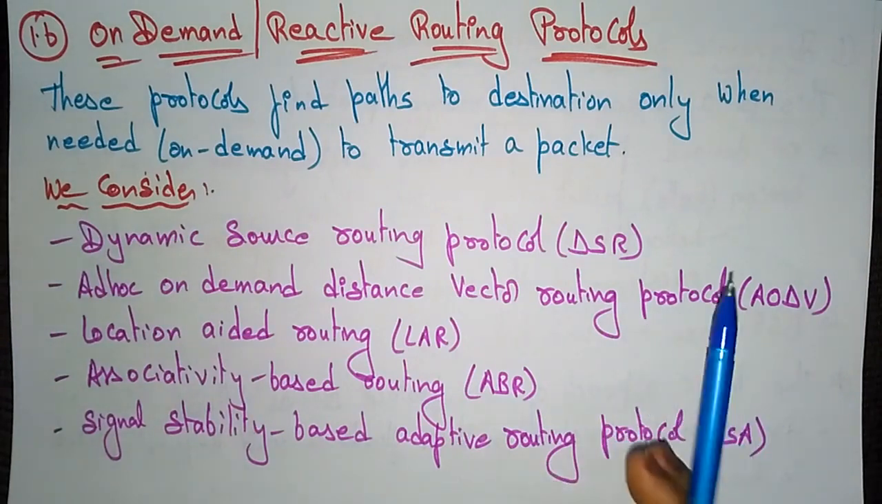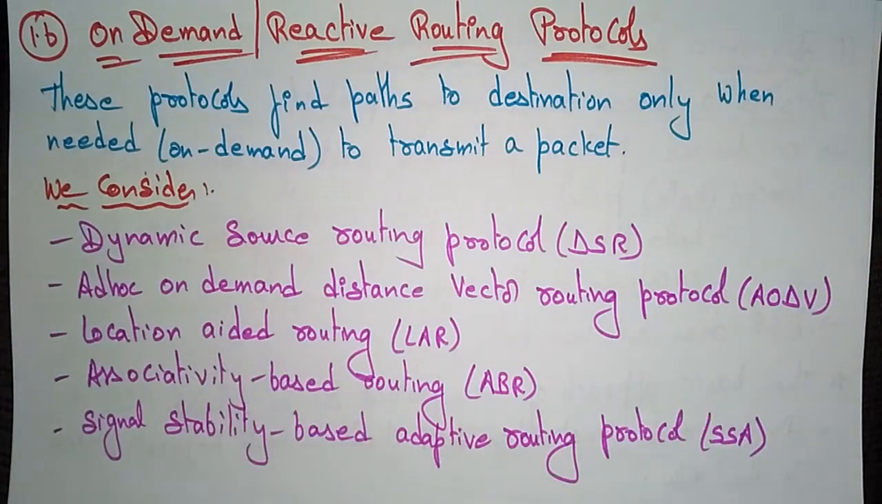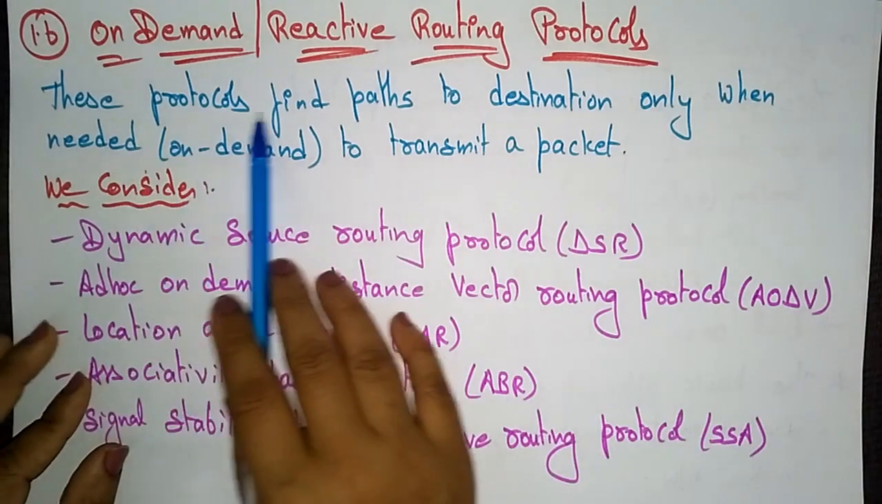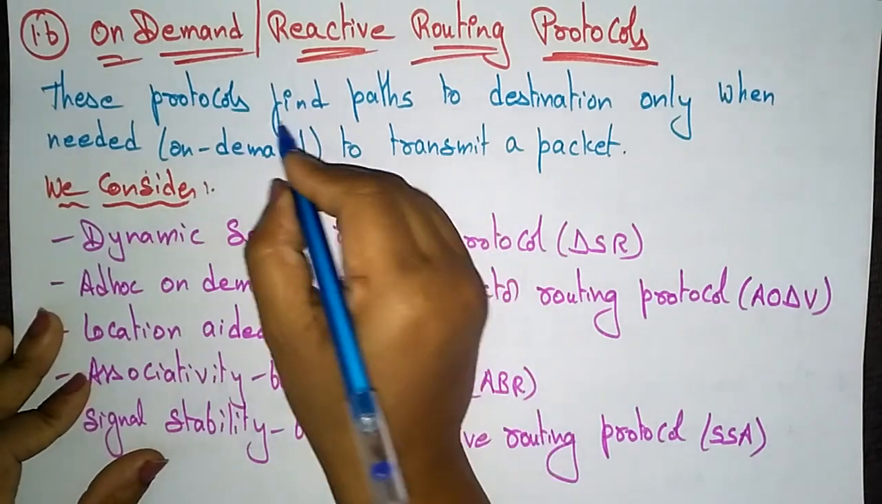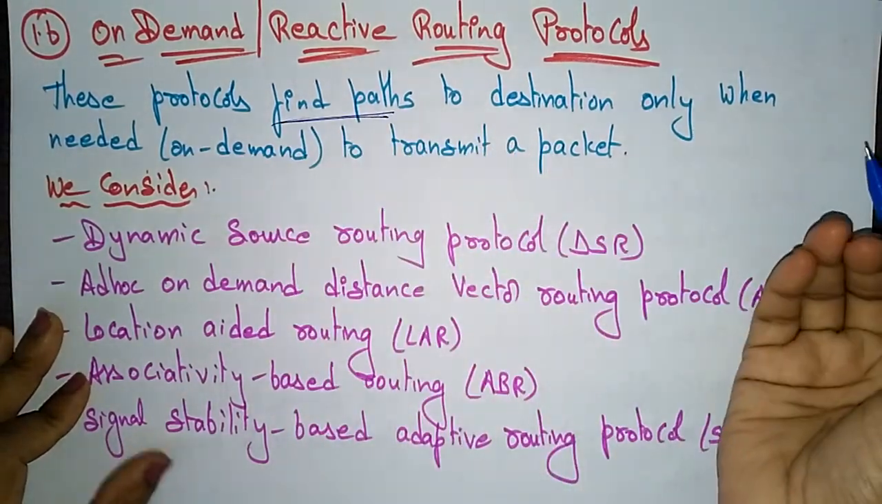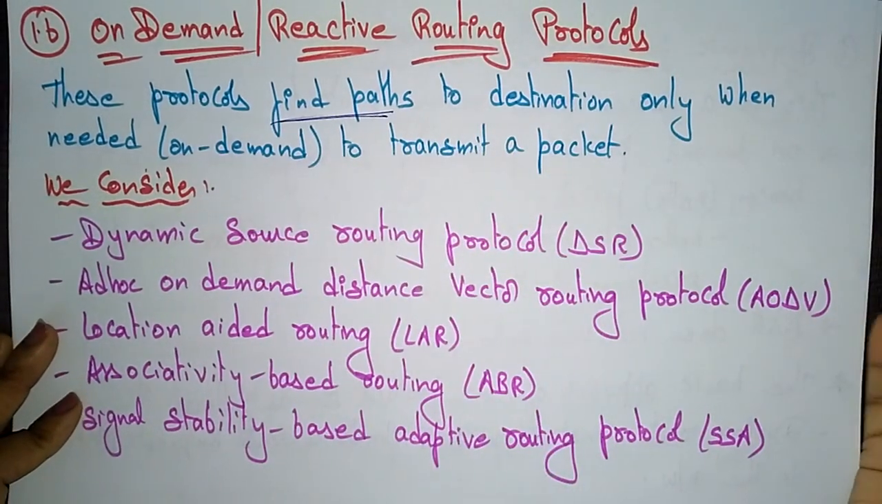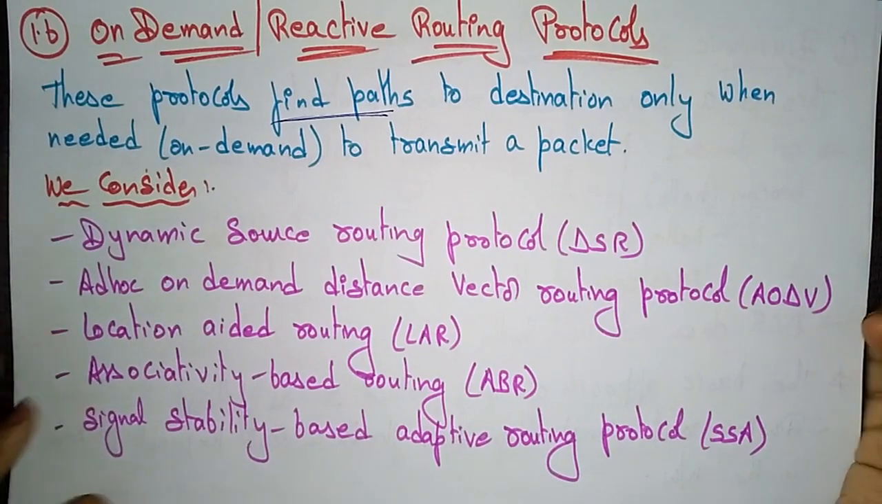On demand means whenever you need it, then only you use it. Otherwise you don't use it. Okay, this is on demand and it is a reactive protocol. So whenever it is required, it just reacts. So these protocols find paths to the destination only when needed to transmit the packet.